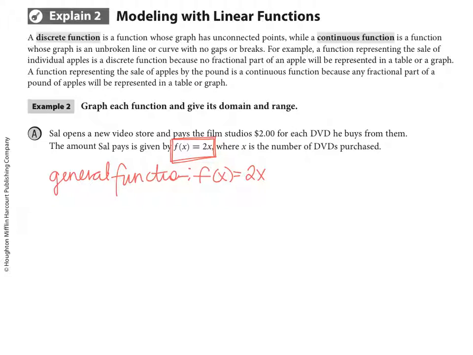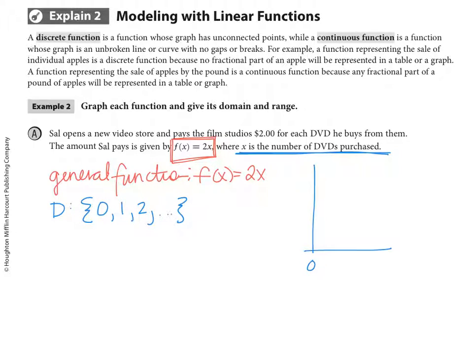So here they tell us x is the number of DVDs purchased. Well, if we're talking about purchasing DVDs and we want to pick a domain, you could purchase 0 or 1 or 2, or really, this doesn't tell us a limit, so that amount could keep going. You could not purchase a negative number of DVDs. So when we go to graph this on our x-axis, we are only concerned about 0 and our positive numbers going forward. And in addition to that, we're only worried about whole numbers because you can't buy part of a DVD.